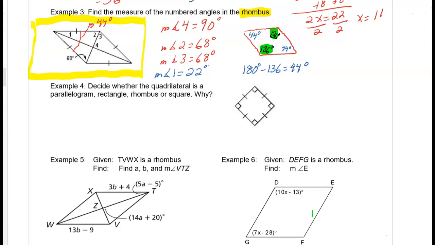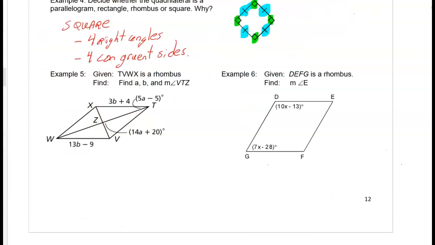So when I look at this picture, I see 4 equal sides by the blue marks. I see 4 right angles. So because I see 4 right angles and 4 congruent sides, this must be a square. The reason: we have 4 right angles and 4 congruent sides. Let's take a look at problem number 5.